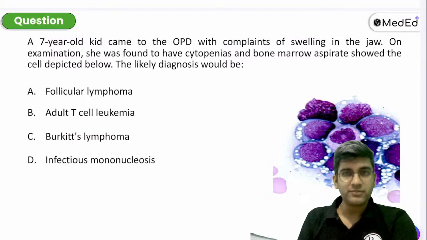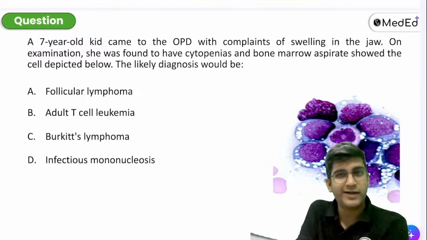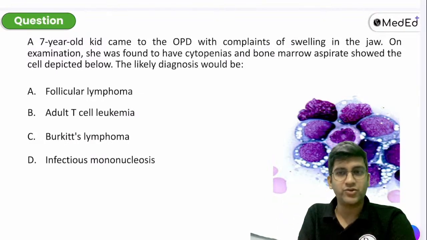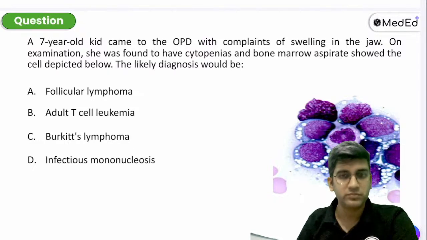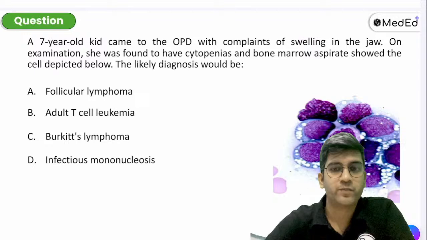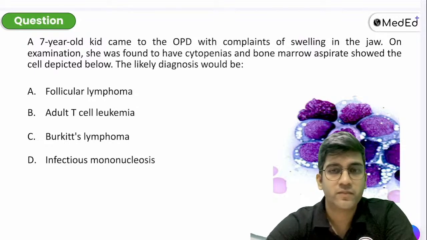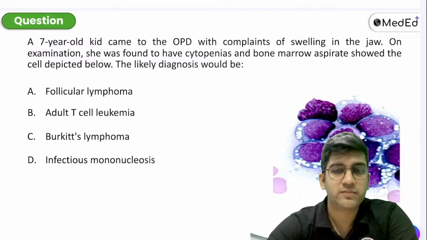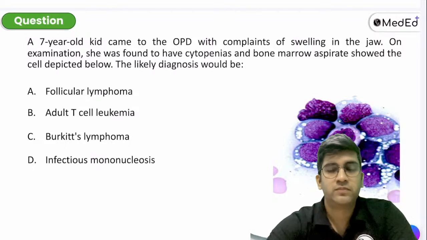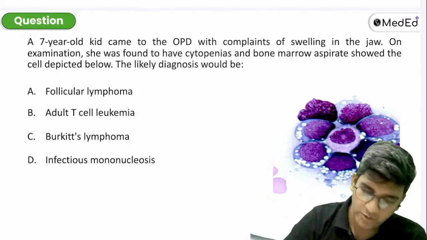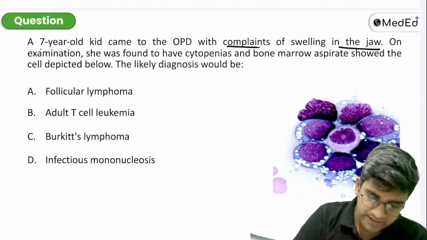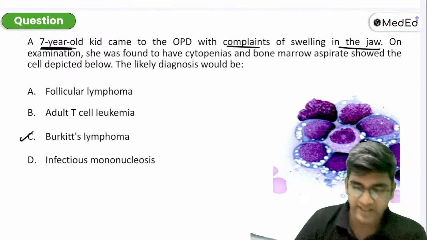Diagnosis. Actually, this image is not required here. You can look at the history and tell the diagnosis. I told this clue before itself. What do you think is the answer? Simple, right? Child with a swelling in the jaw. The answer is straightforward. It has to be a Burkitt's lymphoma. Fine. Complaints of swelling in the jaw, 7-year-old kid, has to be a Burkitt's lymphoma.